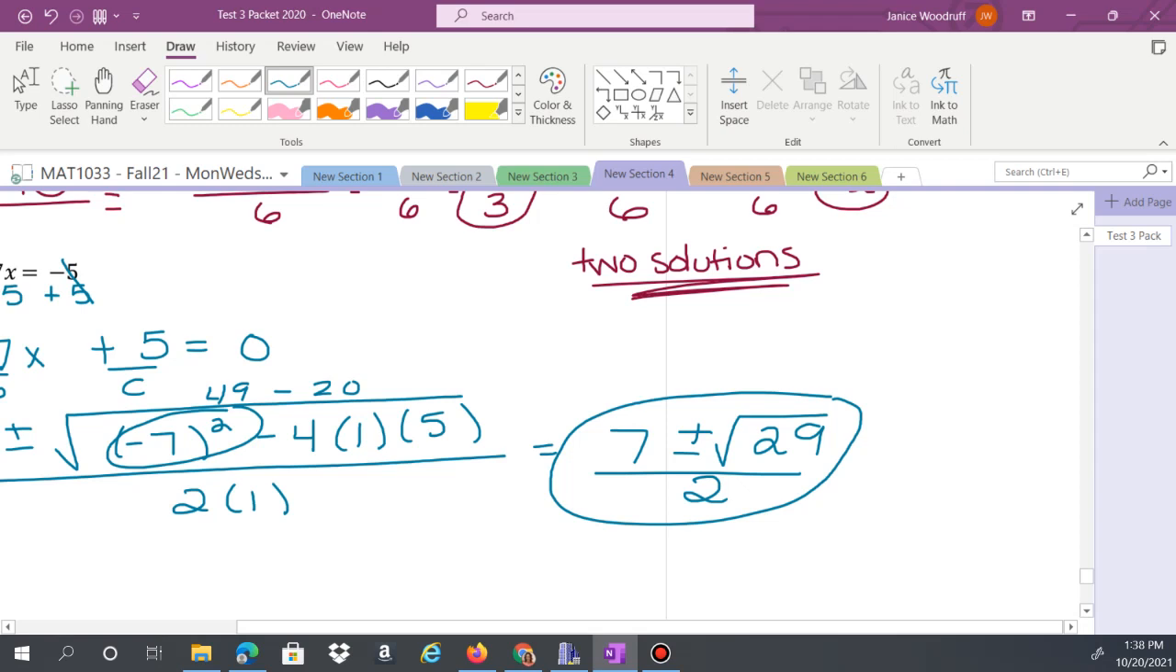All right, try example 3 on your own, and then we'll do example 4 together because I know fractions are intimidating.